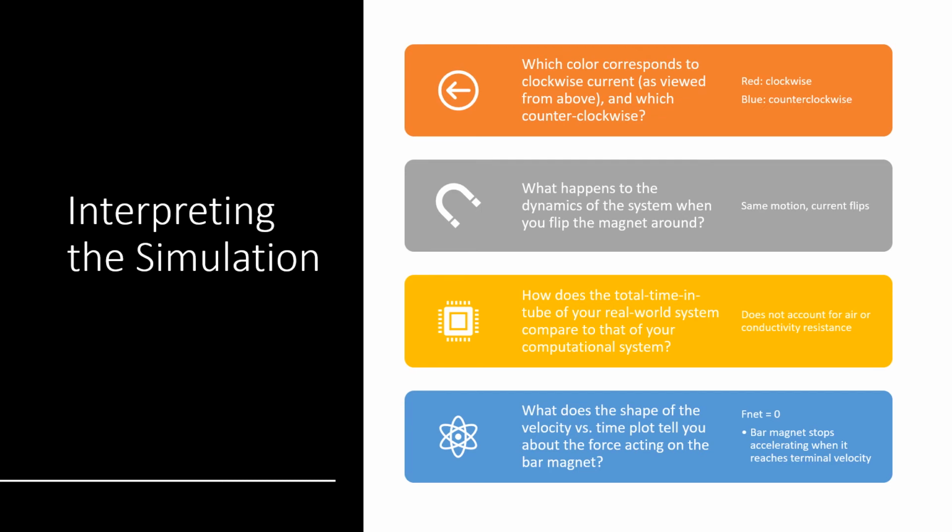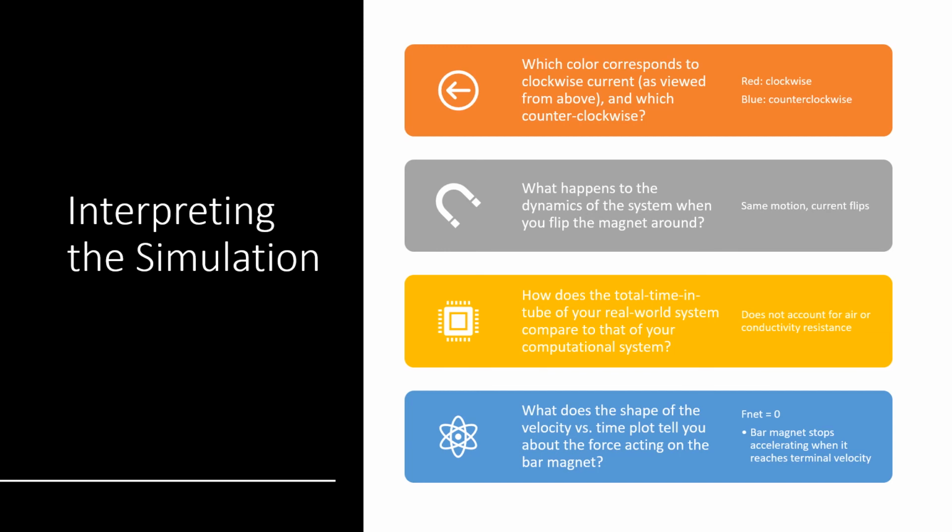Now to interpret what my code was saying, the intensity of the coloring on the tube indicated the magnitude of current flowing through each ring. Then the colors red and blue indicated the current flowing in opposite directions. Red indicated clockwise and blue indicated counterclockwise. If we were to flip the magnet around, we would observe the same motion, but the current is flipped since the change in flux direction flips. The computational model is less accurate because it does not account for error or conductivity resistance.